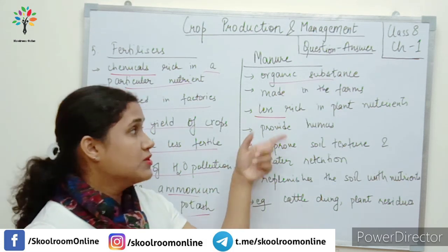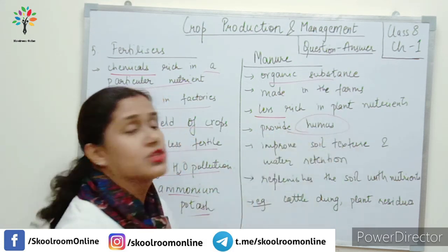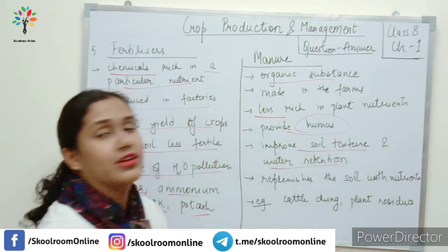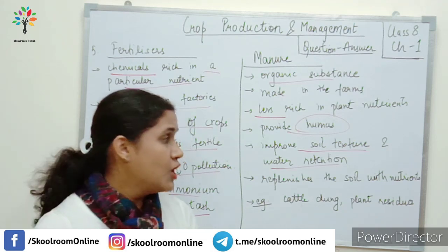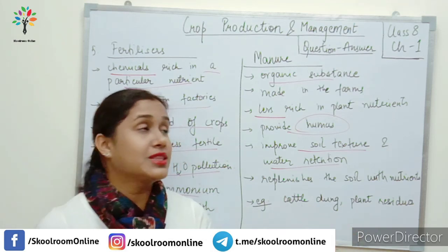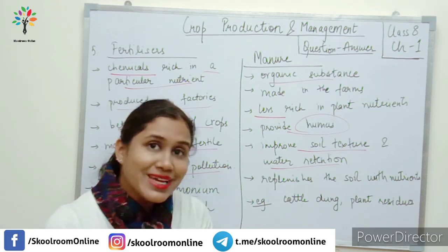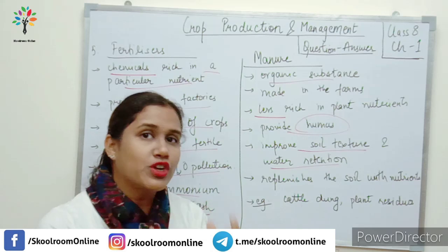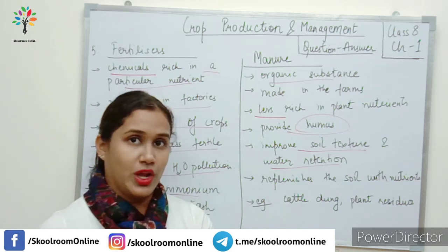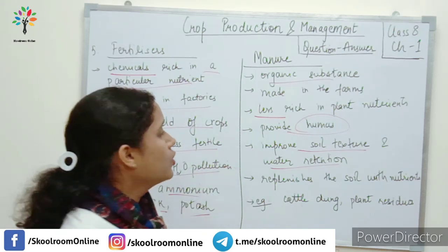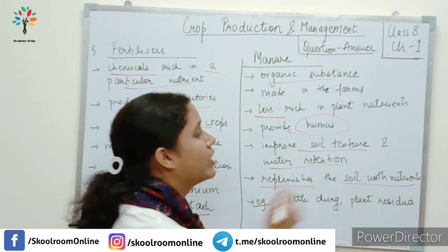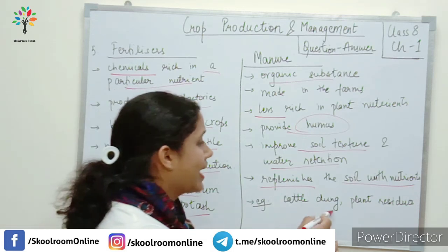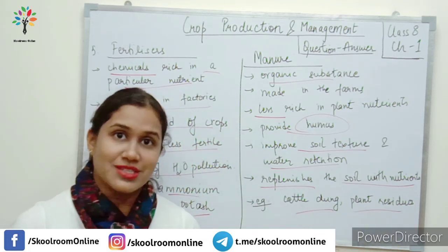Okay, however, it provides a lot of humus to the soil and it improves the soil texture and the water retention capacity of the soil. So in the longer run, we see that manure will help in retaining the soil quality. However, the fertilizers will deteriorate or reduce the quality of the soil. Okay, the manure helps in replenishing the soil with the nutrients. And lastly, you can mention the examples like cattle dung and plant residues.